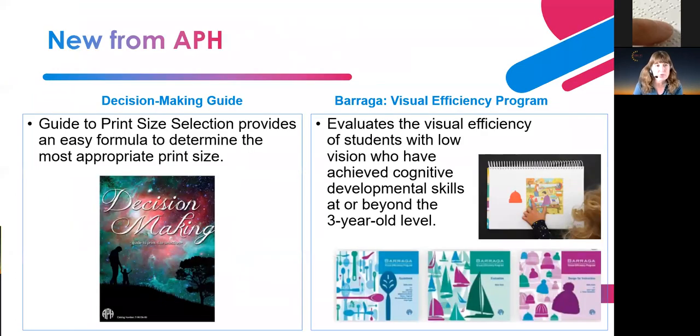Some other new tools from APH include the Decision-Making Guide. It is a guide to print size selection that provides an easy formula to determine the most appropriate print size.